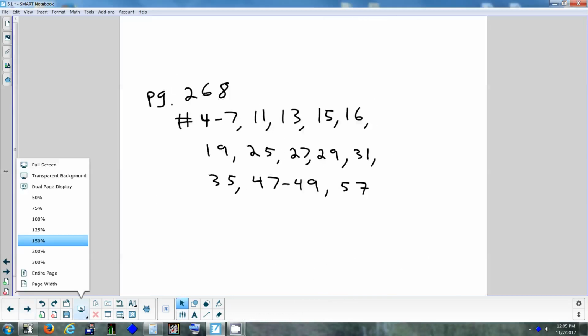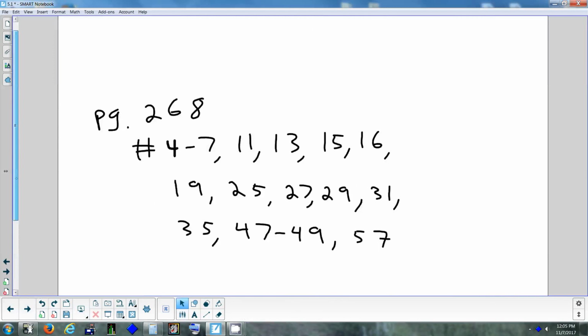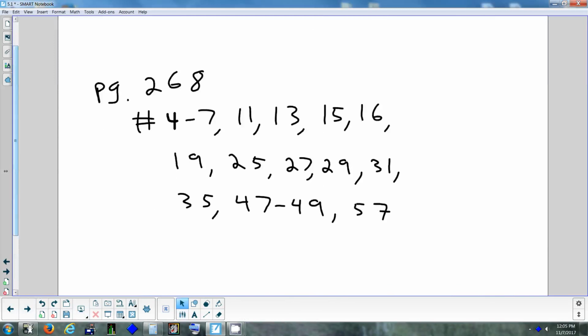Okay, so homework tonight, it's on page 268. It's a lot of single problems, it just kind of jumps around. So it's 4 through 7, 11, 13, 15, 16, 19, 25, 27, 29, 31, 35, 47 to 49, and 57. So we'll look at that tomorrow. Also, reminder, my extra help will be after school tomorrow because we have the test on Thursday this week.